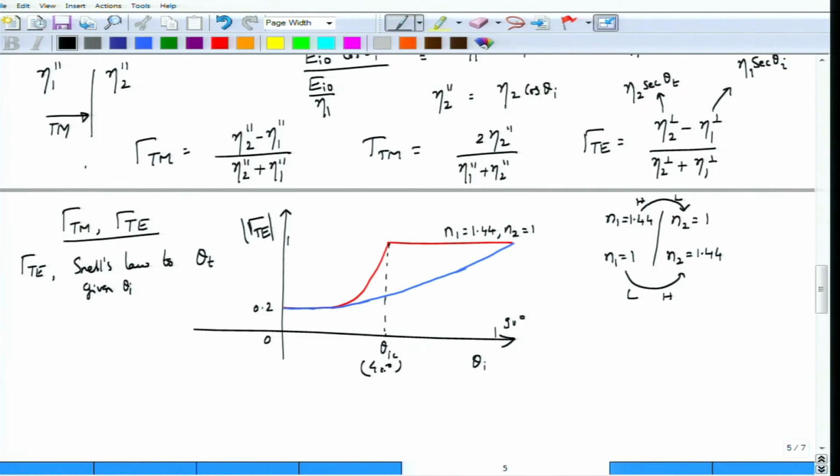Okay. For this particular set of numbers, this is around 40 degrees. Do not go by the very accurate numbers, these approximate numbers are enough for us. But the characteristic thing that you have to notice is that just after the critical angle, the magnitude of gamma TE has hit 1 and continues to be 1, whereas for the other case, when you go from n1 equals 1 and n2 equals 1.44, this change of the magnitude of the reflection coefficient towards 1 happens very gradually.